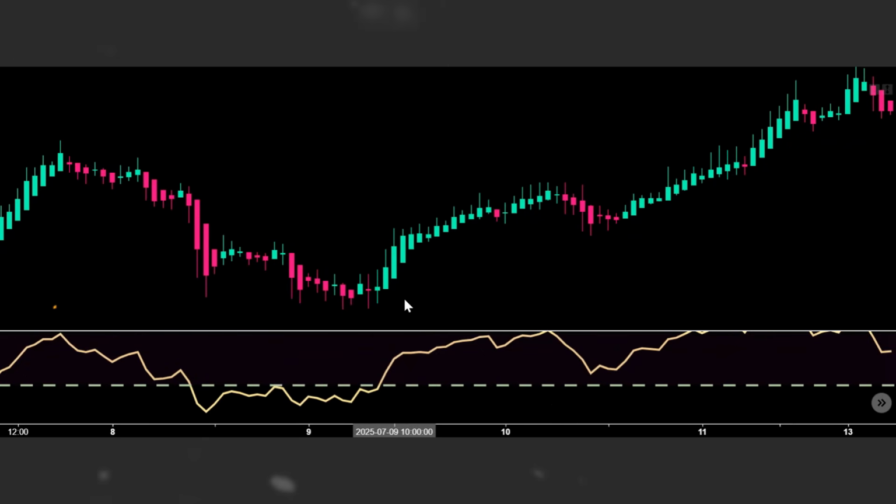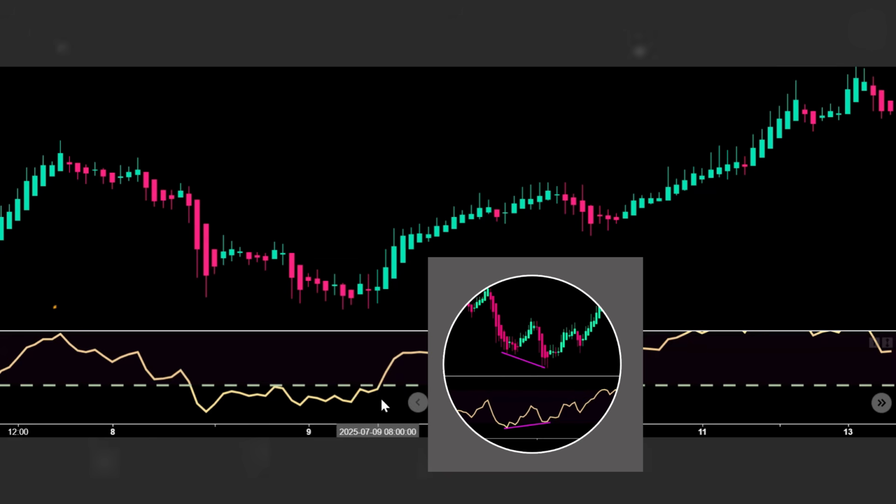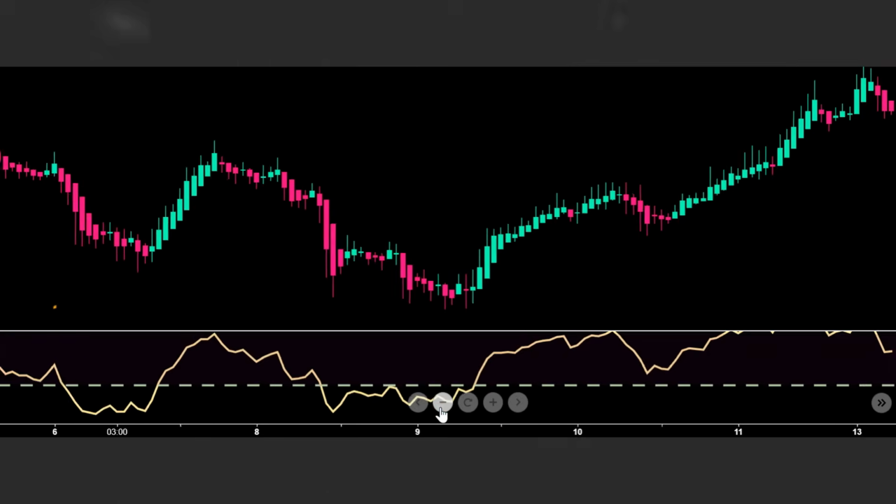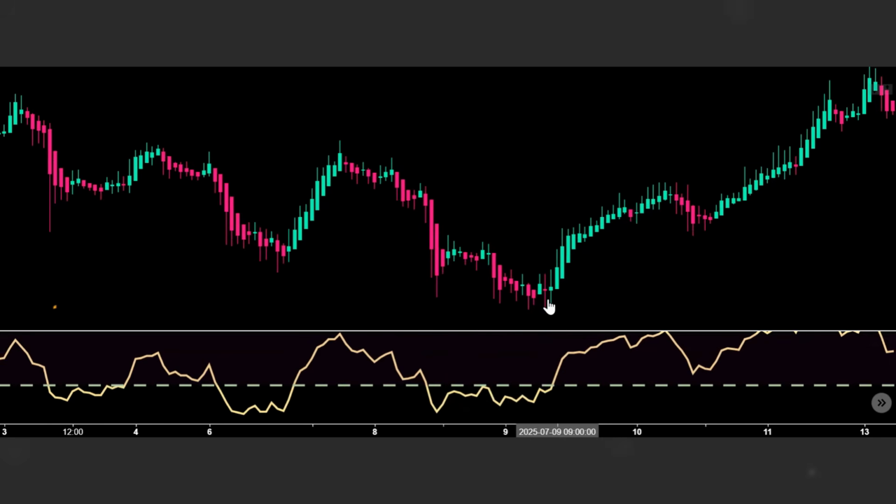Next, check RSI. It should either be below 30, showing the market is oversold, or showing a bullish divergence where RSI makes a higher low while the price makes a lower low. If both conditions are met, the Heikin Ashi reversal and the RSI signal, you can enter the trade. Place your stop loss just below the recent swing low to manage risk.